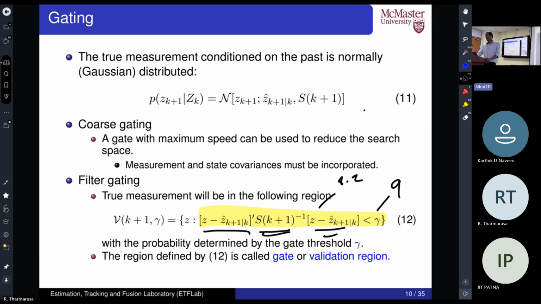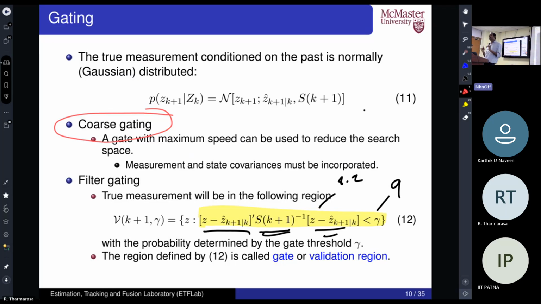So this is an optional gating. Post gating is an optional gating, but I always do that in my tracker. Let me explain what post gating is and the purpose of it. So far what I did is the filter gating, but I want to do post gating. The only reason is to reduce the computation time. Whether you use coarse gating or filter gating, the final result should be the same.